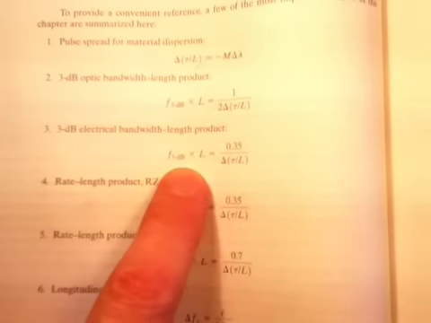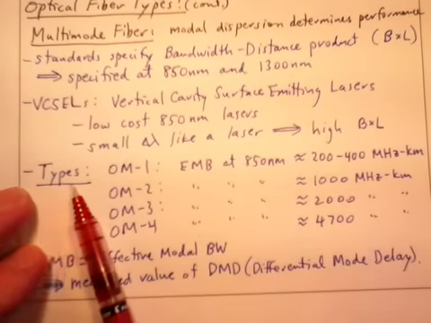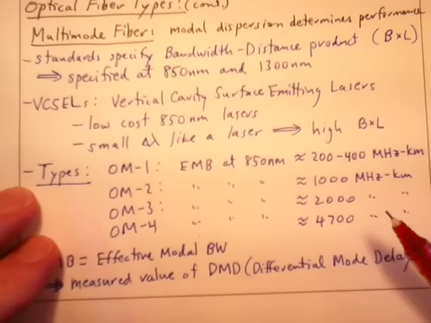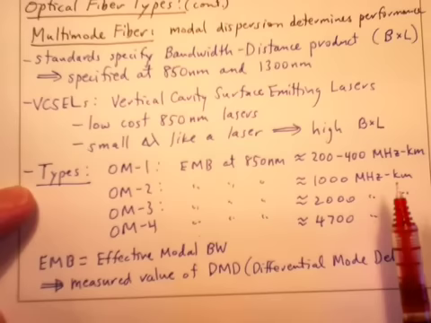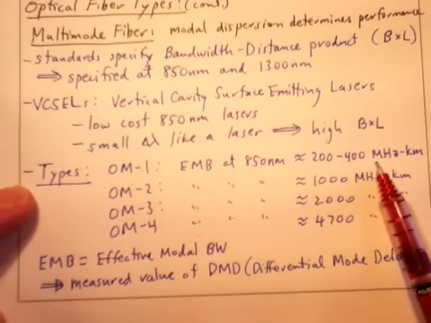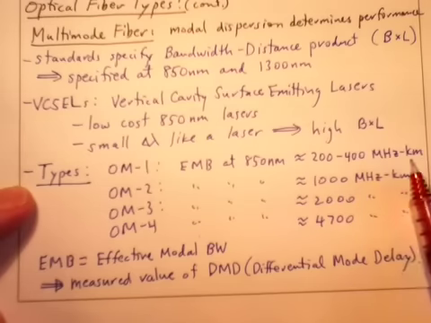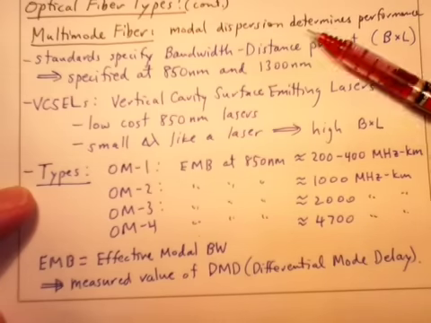Our notation is different, but you're always going to find different notation. There are several different types, depending on what they call the EMB, the effective modal bandwidth. It really is just a bandwidth distance product, and here you can see that it has the right units: megahertz kilometers. It's a modal bandwidth because it's determined by that modal dispersion.